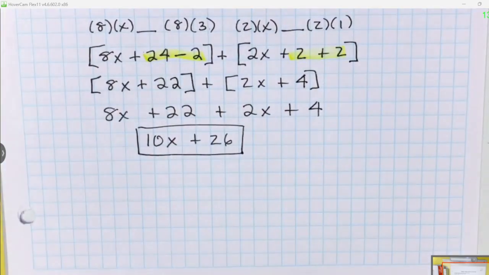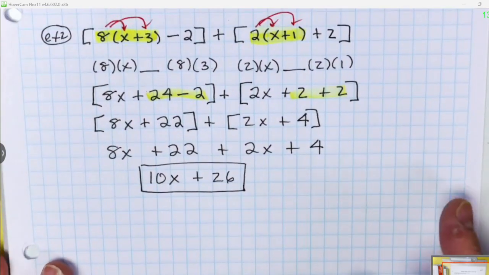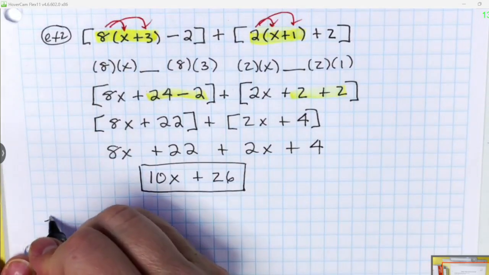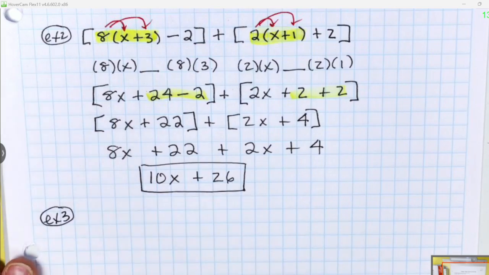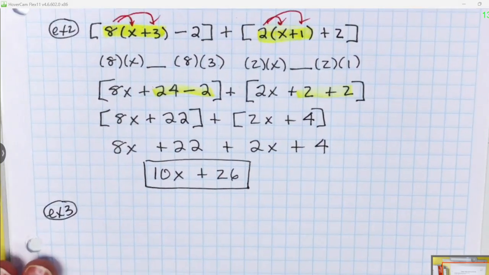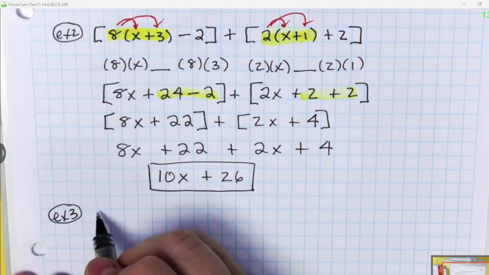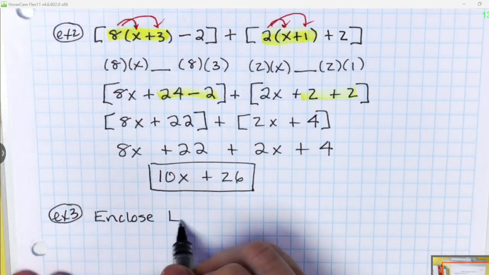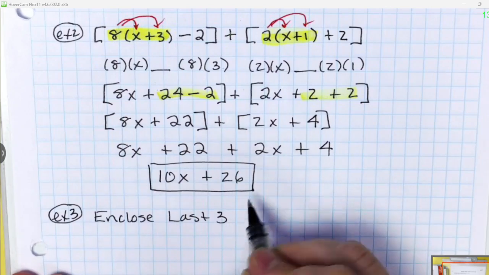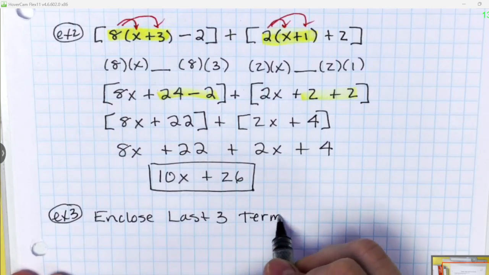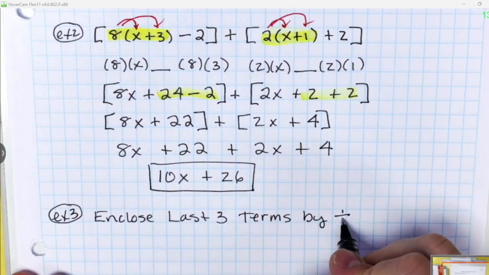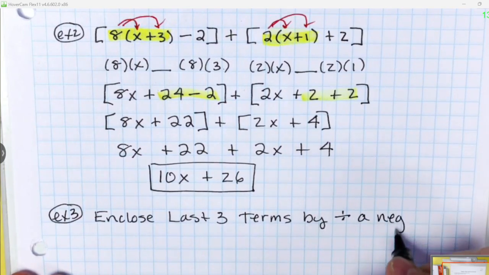Most of the assignment is just going to be simplifying. I'm not going to give you as many problems because they're longer. At the very end, they have a weird one. So I'm going to show you one of these. It's very easy once you get it. The instructions say to enclose the last 3 terms by, and I'm going to abbreviate, dividing out a negative.